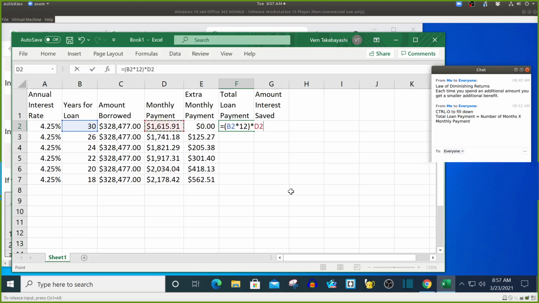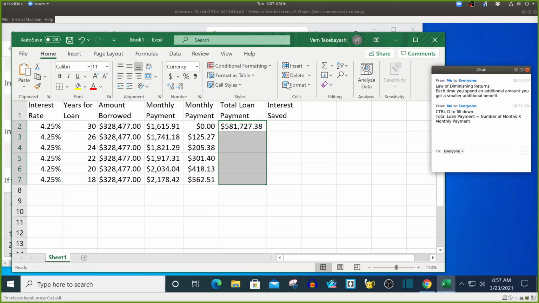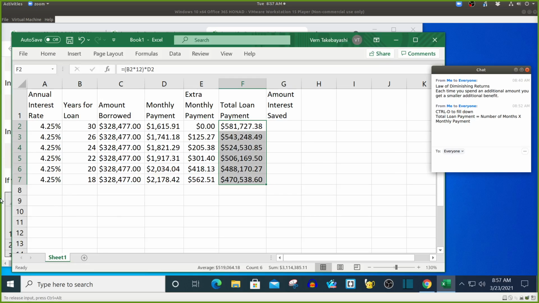like this. Okay, so it's not a real fancy formula. It's just, okay, if I pay so much per month and multiply it by number of months, that's the total payment. Okay, and then I'm going to fill this down. And that's what we'll start with.